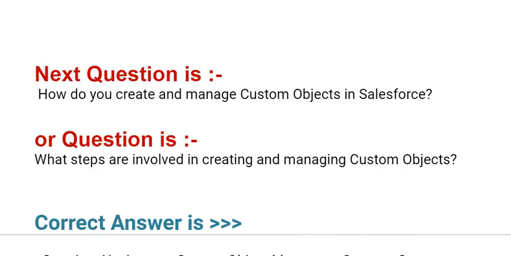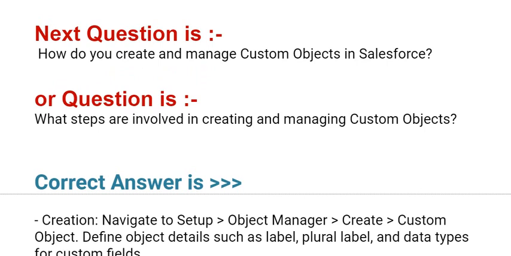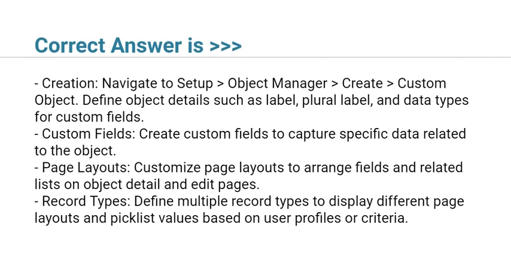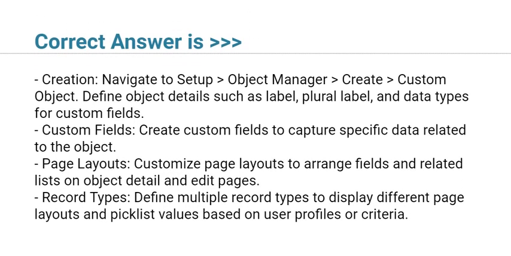roles. Our next question is, how can you create and manage custom objects in Salesforce? Or the question is, what steps are involved in creating and managing custom objects? Your answer should be, creation: navigate to Setup, then go to Object Manager, then Create, then Custom Object. Define object details such as label, plural label, and data types for custom fields.